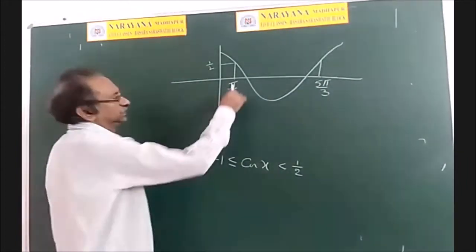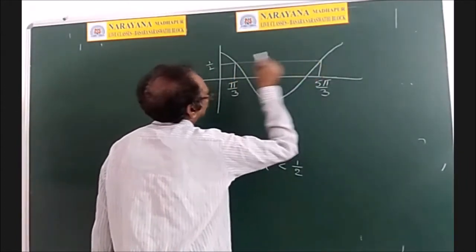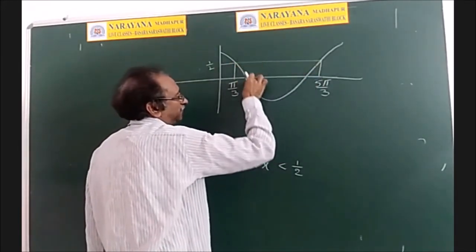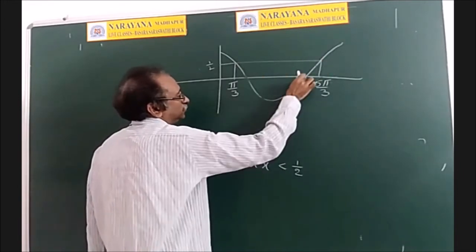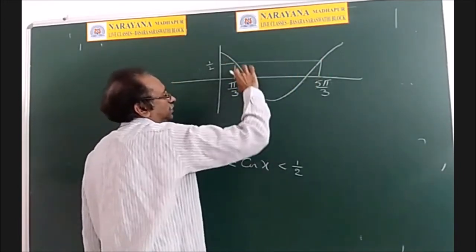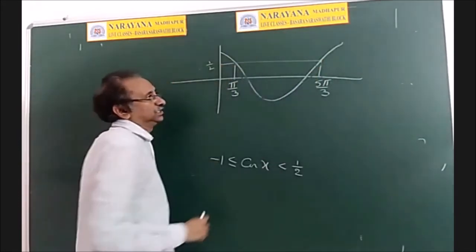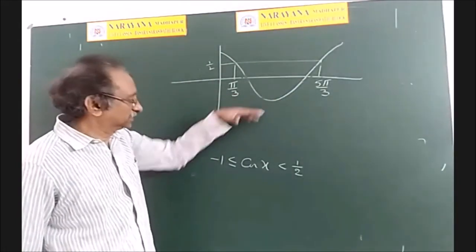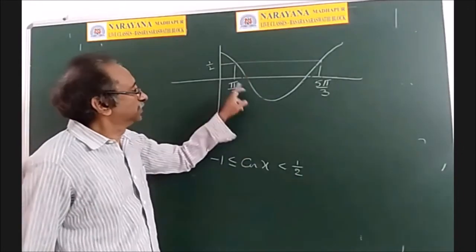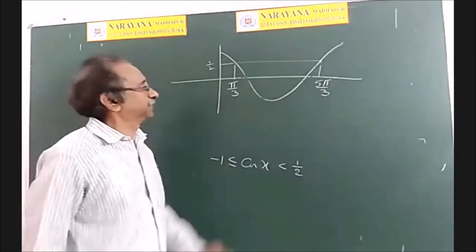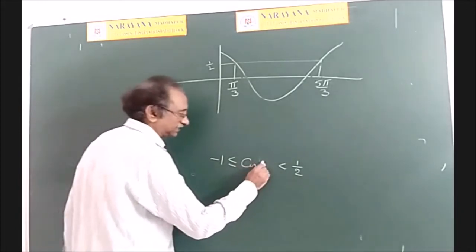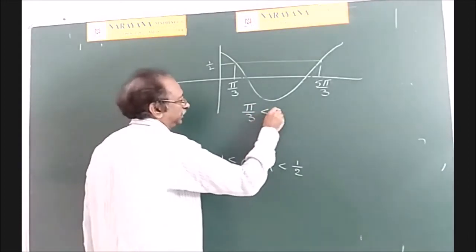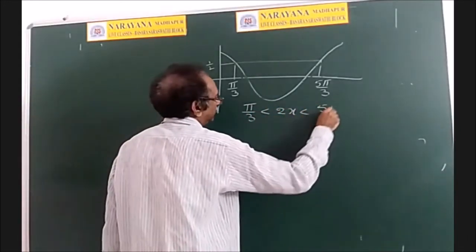At these two values cos x is half, so consider the values of x in between them. For these values of x, cos x lies between -1 and half only. Half is the maximum value and -1 is the minimum value. So you get values between -1 and half whenever x lies between pi by 3 and 5 pi by 3. But here this is not x, this is 2x, and therefore 2x must lie between pi by 3 and 5 pi by 3.